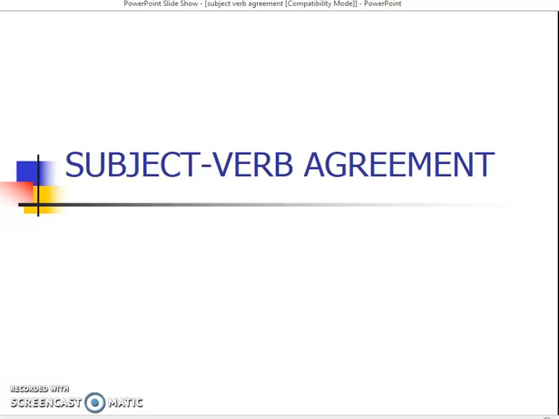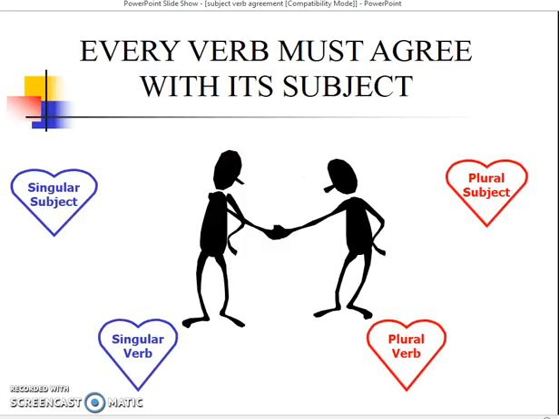Today we're going to talk about subject-verb agreement. Now you need to be filling out the notes as you watch this PowerPoint. Okay, so the first thing to remember is that every verb must agree with its subject. This means if you have a singular subject, you need a singular verb. And if you have a plural subject, you take a plural verb.